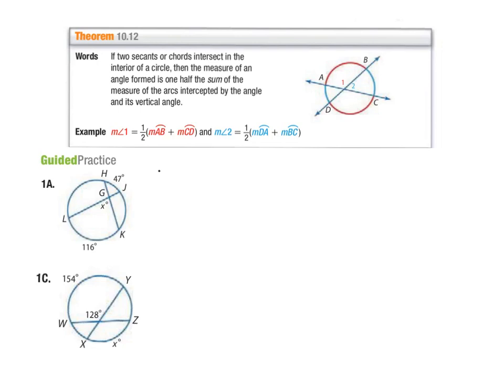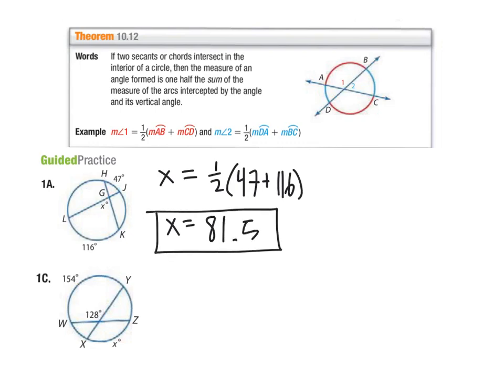All right, for this first one, we're going to say x is the average of 47 and 116. In my calculator, I'm going to add 47 plus 116, and I get 163. Then I do 163 divided by 2, and that gives me 81.5. So the first answer is 81.5.